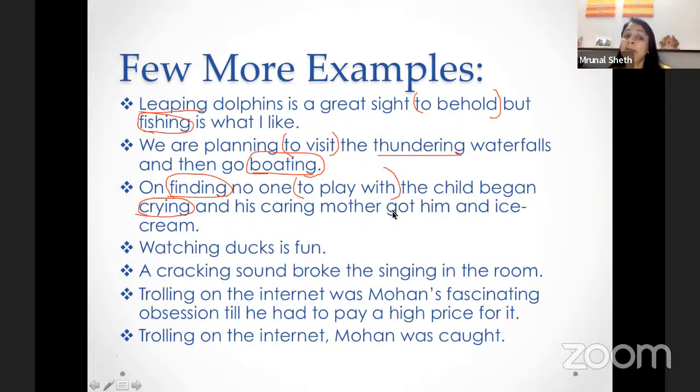And his caring mother. What kind of a mother? Caring mother. So here it is modifying the noun, so it will be a participle. Got him an ice cream. Here it is "an ice cream", and "ice cream" is not right.